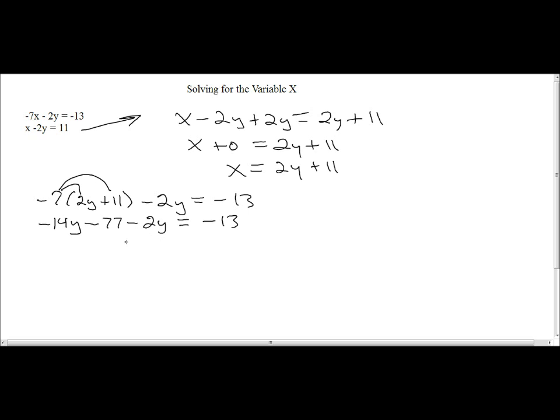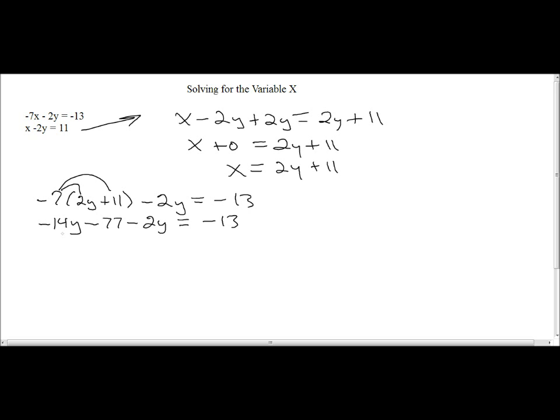Okay, now we just need to look at our like terms, and our like terms are y and a constant, 77 and negative 13. So we can just go right ahead and add the 77 to both sides. Now again, you don't have to do that. You can add your 2y. We could easily say 2y plus 14y is 16y. So don't think that this is just cut in stone, what I'm doing. You can look at it and determine which one you want to do first.